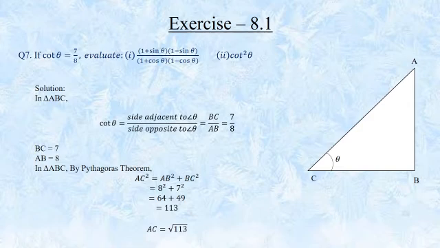Let us see that. First, in triangle ABC, cot theta is side adjacent to angle theta by side opposite to angle theta, which is BC by AB. And the value is given to be 7 by 8. So directly we equate them. We get BC as 7 and AB as 8. We got the two sides. Let us find the third side by using Pythagoras theorem. AC square is equal to AB square plus BC square, which is 8 square plus 7 square, 113. So AC is square root of 113.